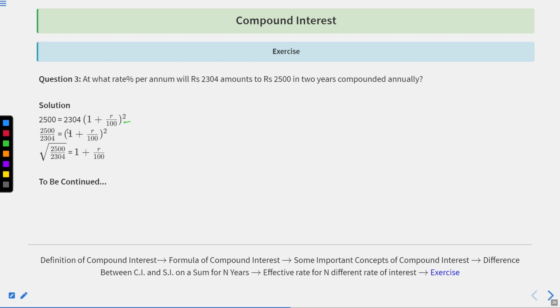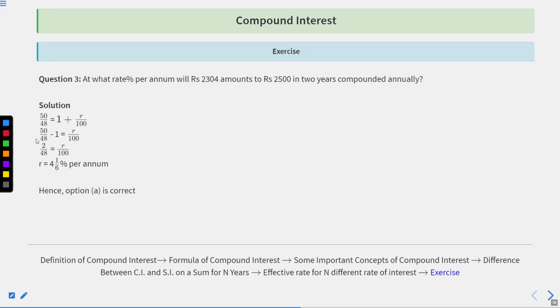So it will be 2500 upon 2304 equal to 1 plus R upon 100 whole square. So this becomes 2 upon 48 equal to R upon 100. And that means R is equal to 4.16% per annum. So the option correct here is option A.